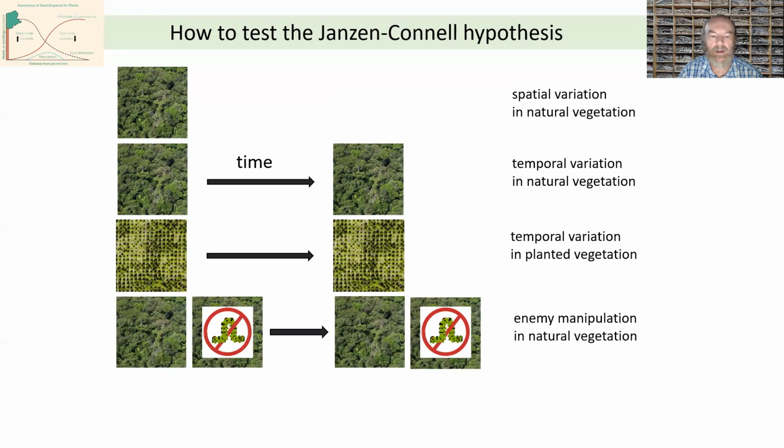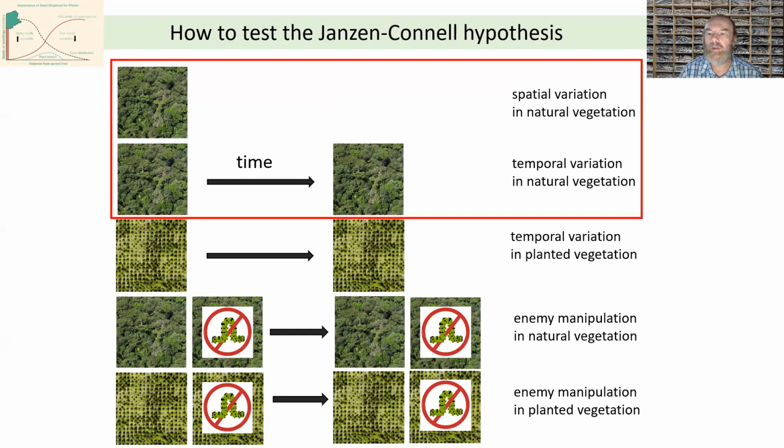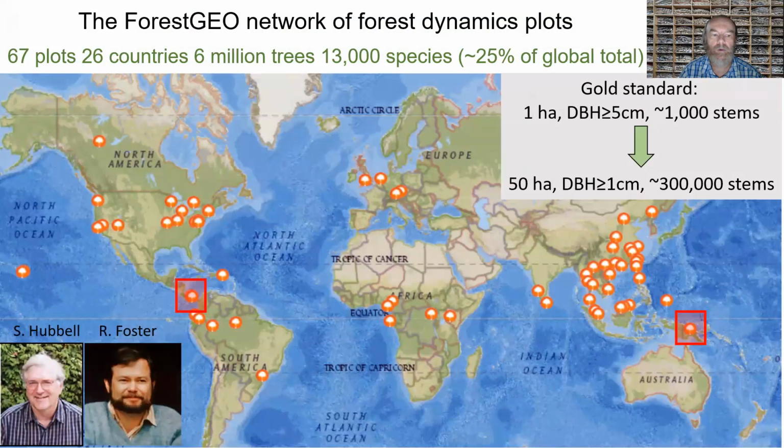And finally, we can also manipulate the natural enemies of plants on the native vegetation, or again on the planted systems. So when we start with the observation approaches, which actually dominated the test of Janzen-Connell for the first incredible 40 years, interestingly, neither Janzen nor Connell showed any intention to empirically test their proposition.